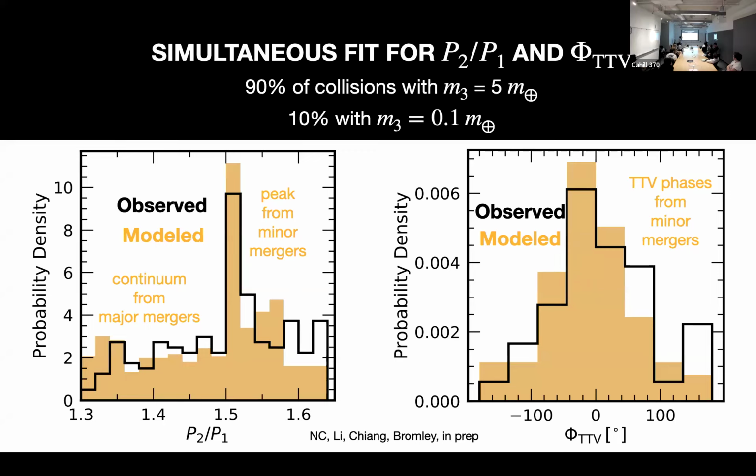But in 10% of systems, I'm assuming that the collider is minor, a tenth of an Earth mass. These tenth-of-an-Earth-mass objects are not enough to kick things completely out of this peak, so you have this remnant peak in the period ratio data. But they're enough to nudge the resonance and get the pendulum swinging again, and you see it in the phases. It's like ringing, like the ringdown of a black hole after a merger.